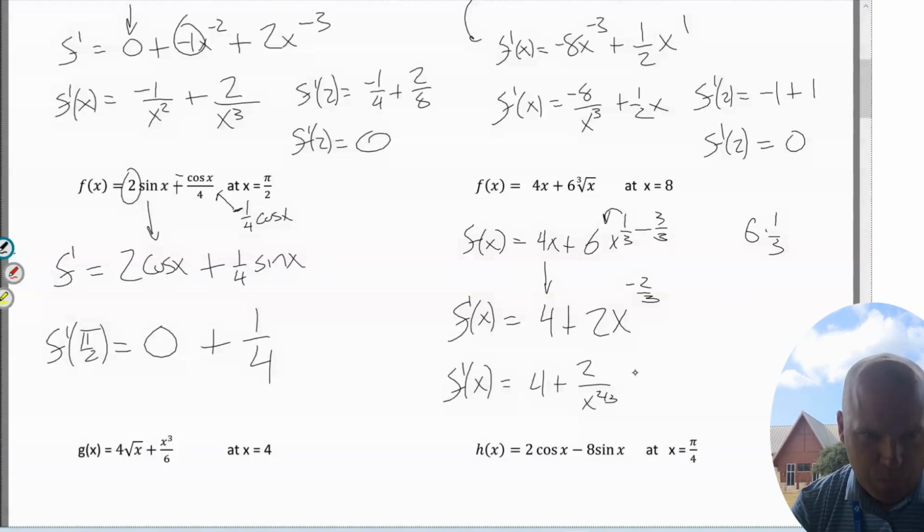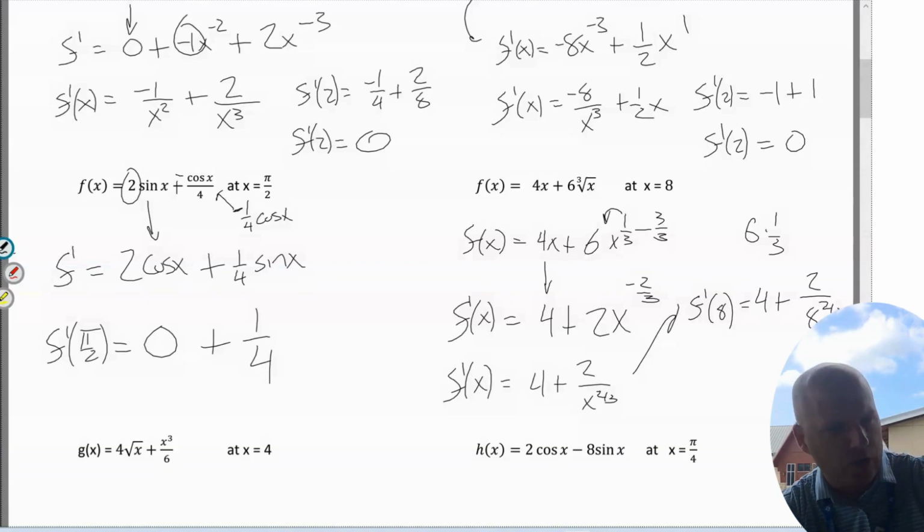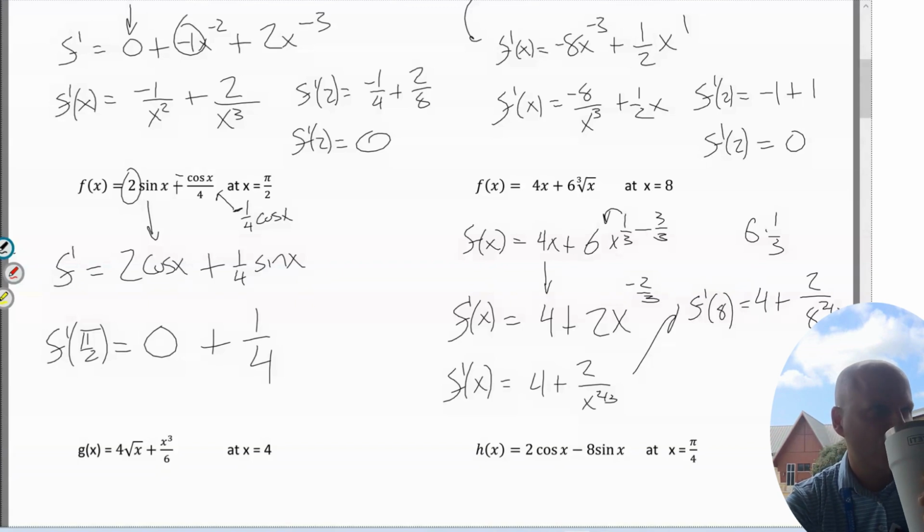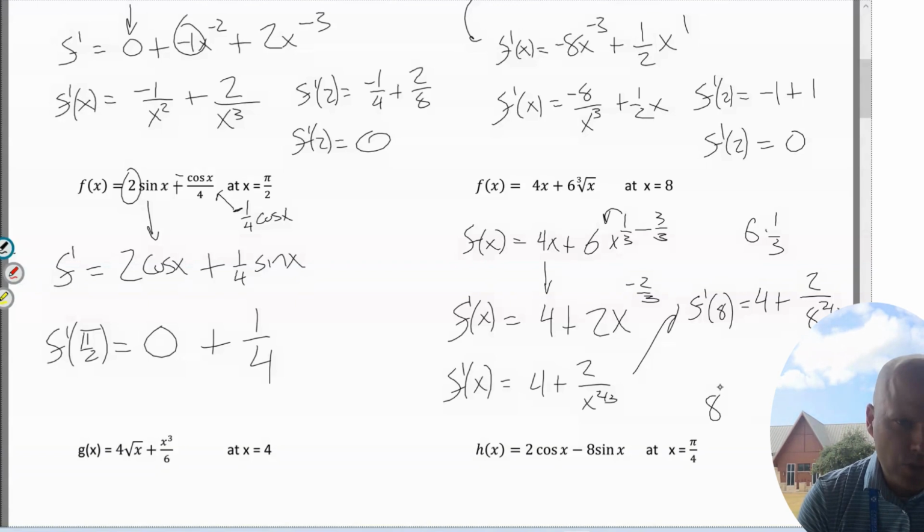What about my slopes at 8? Well, I got 4 plus 2 over 8 to the 2/3. You are in charge of being able to do 8 to the 2/3. We did it a couple times in class. 8 to the 2/3 is the same as 8 to the 1/3 squared. The cubed root of 8 is 2. 2 squared is 4. So I get 4 plus 2 over 4. That's 4 plus a half. That's 8 halves plus a half. I get 9 halves as my answer.